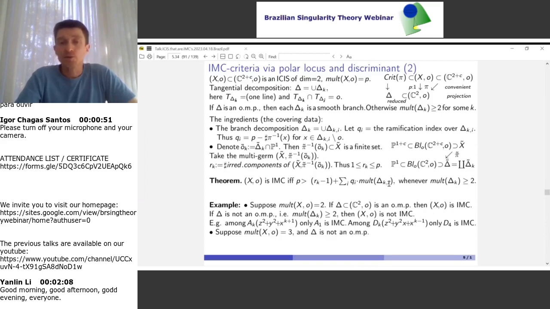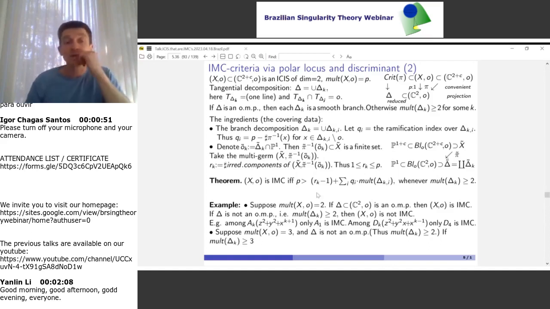And suppose that the discriminant is not an ordinary multiple point, because if the discriminant is an ordinary multiple point, then the germ will be inner metrically conical. So the multiplicity of at least one delta k is at least 2. Well, if the multiplicity is at least 3, then this inequality is violated. If Rk is at least 2, then this equality is violated. If Qi is at least 2, then this inequality is violated. So if at least one of these conditions holds, then this inequality is violated, and the germ is not inner metrically conical. Yes, you just check the combinations.